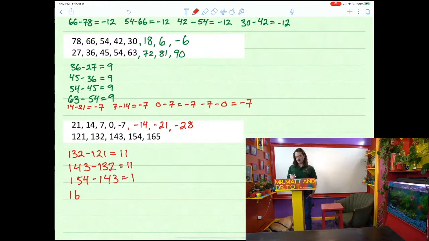So 165 plus 11 is going to be 176. 176 plus 11 is going to be 187. 187 plus 11 is going to be 198.